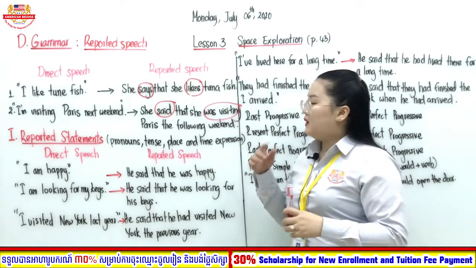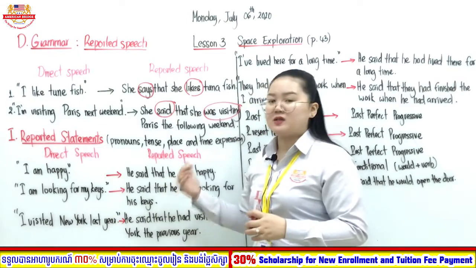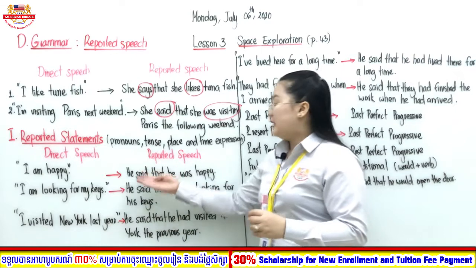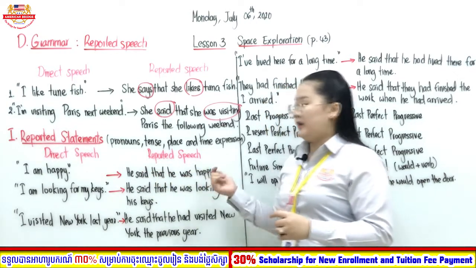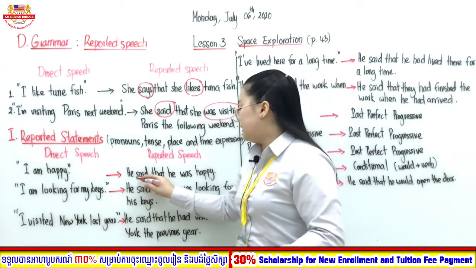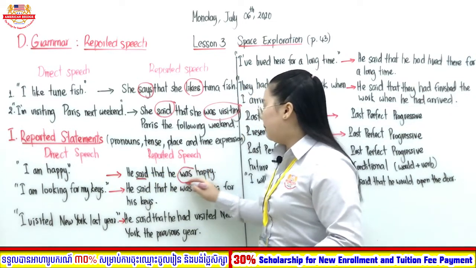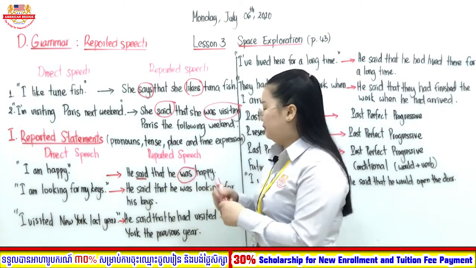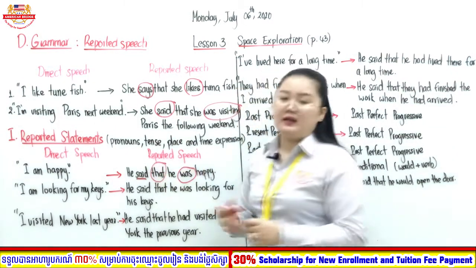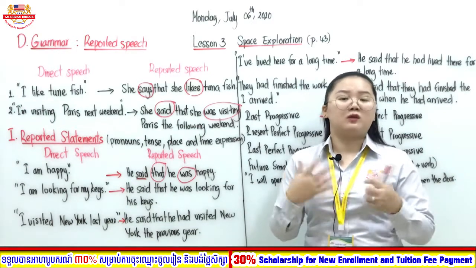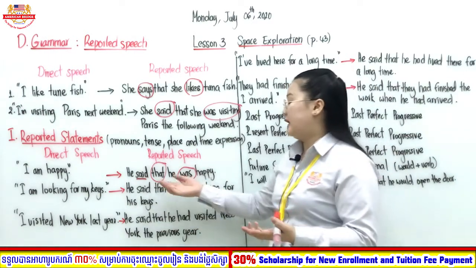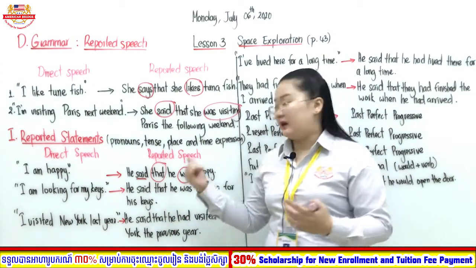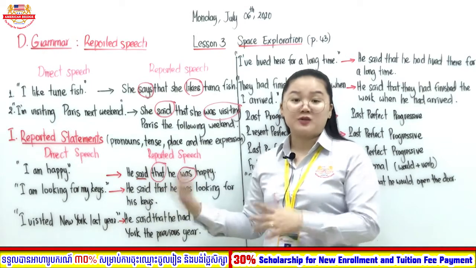All right, so everyone, here are the direct speech and reported speech. Direct speech: I am happy. When you want to report that, you need to say he said that he was happy. As you can see here, the word that is optional. If you don't want to use that, it's also fine. You can say he said he was happy. It's still fine if you want to omit that in your sentence.